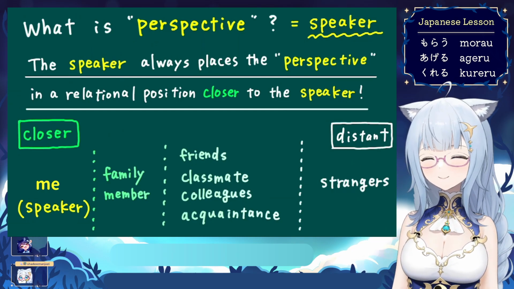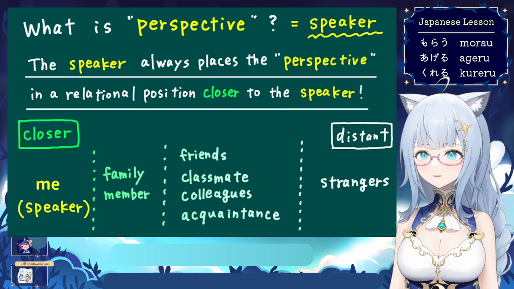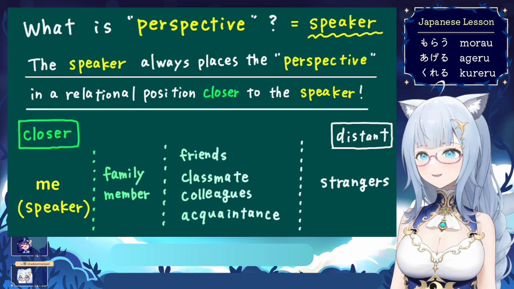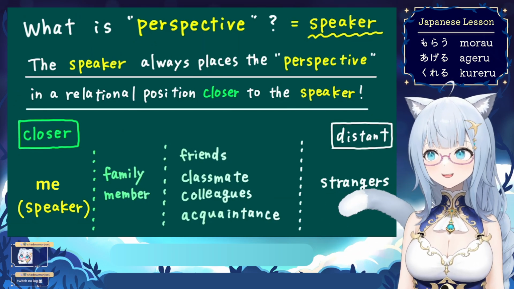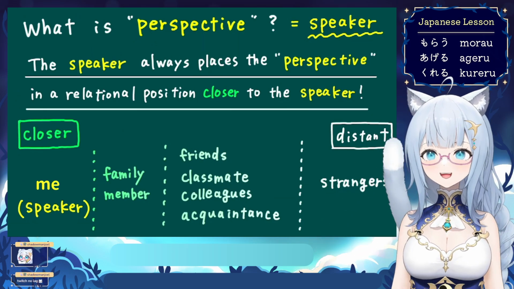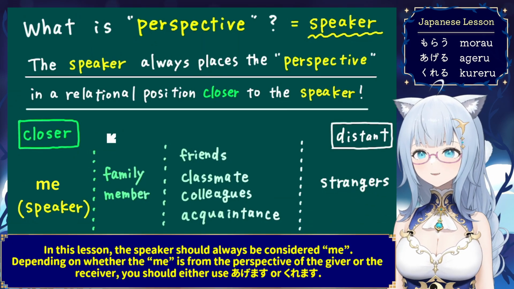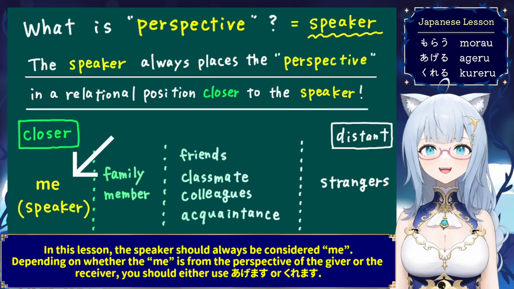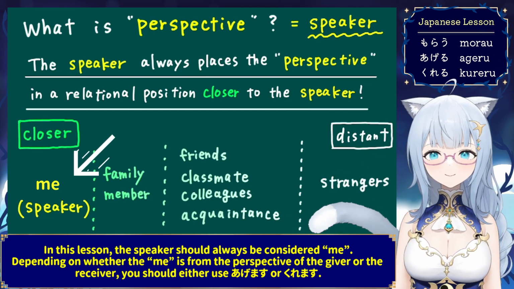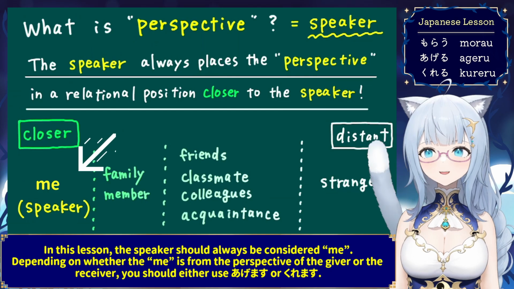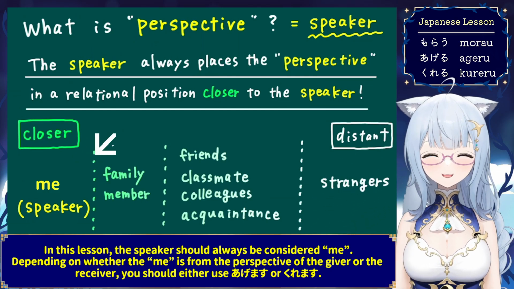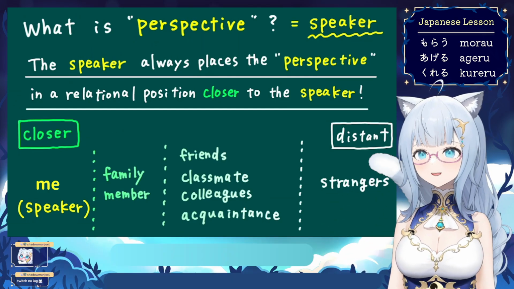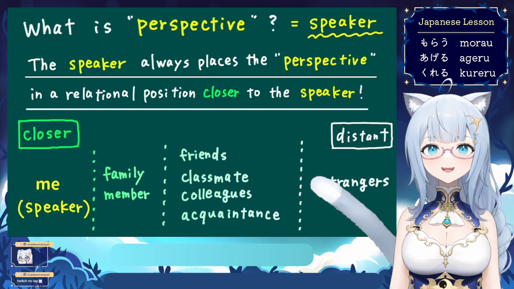Please look at the picture below. On the left side, closer, the green color section, and on the right side, this is distant. In this lesson, the speaker should always be considered me. Depending on whether the me is from the perspective of the giver or the receiver, you should use either あげます or くれます. And the second layer is family members in Japan.